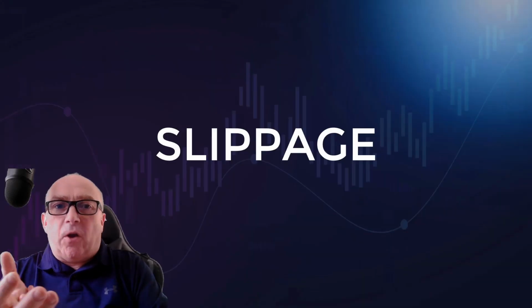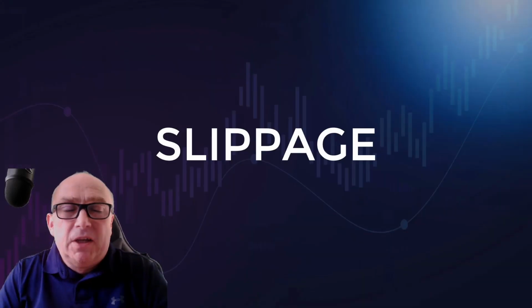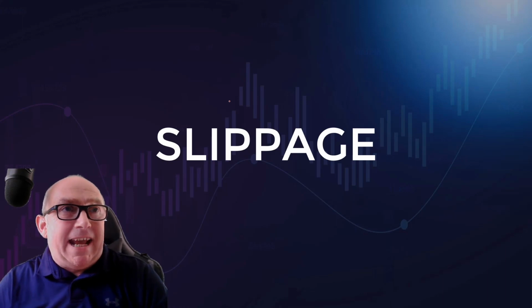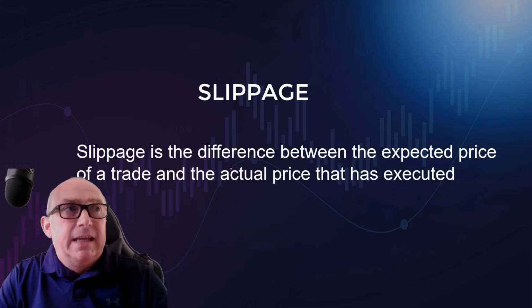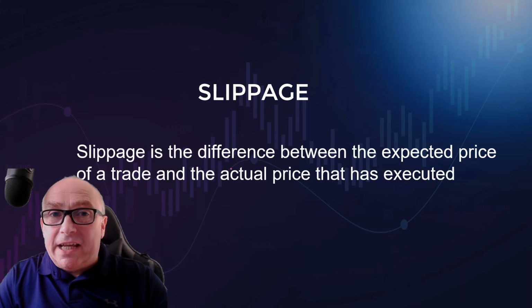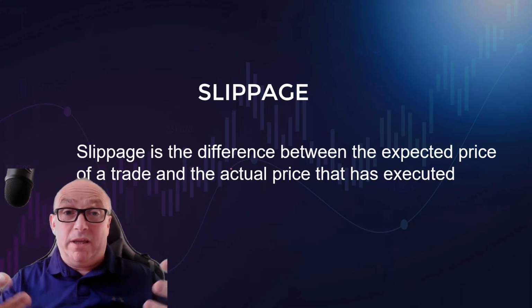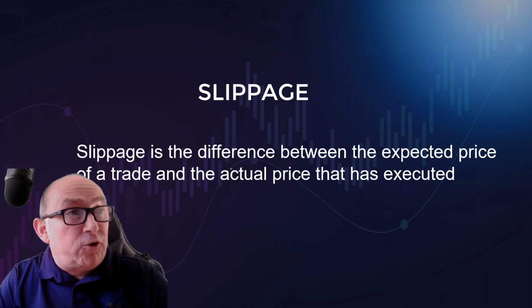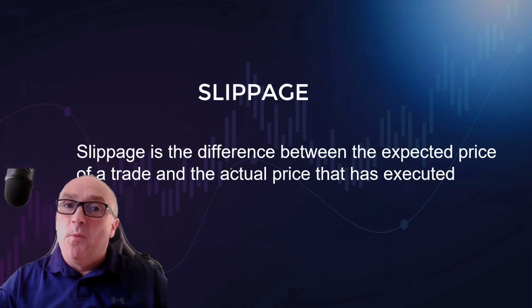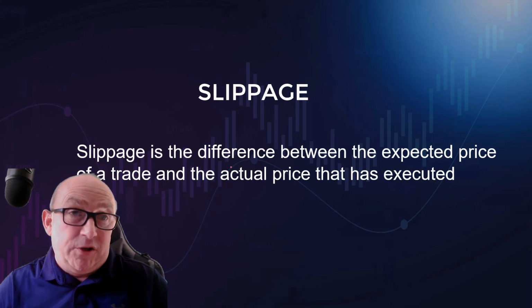Okay, so let's start off with a simple definition of what slippage is. Now, this is my definition. I think they're pretty standard. Slippage is the difference between the expected price of a trade, that's basically what you think you're getting into the trade at, and the actual price when the trade is executed.